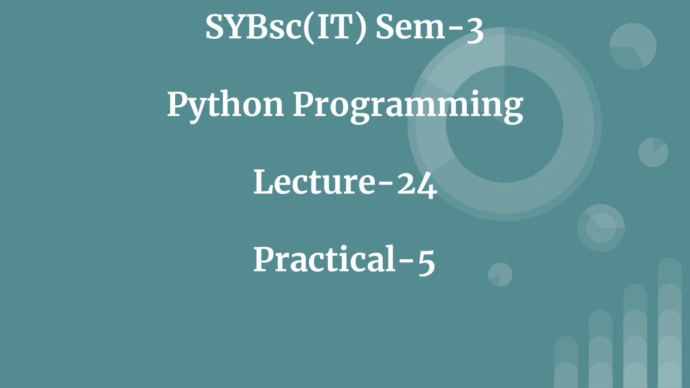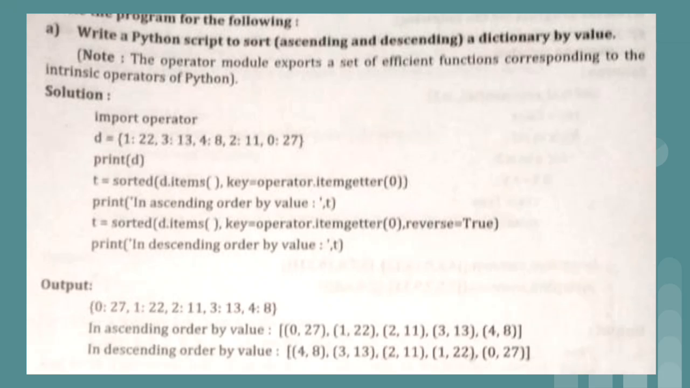Hello students, we are already done with the chapter that is tuples and dictionary. So in today's lecture we are going to start with the practical which is based on tuple, that is practical number 5. Practical 5 has a total of 3 questions. The first question is: write a Python script to sort ascending and descending a dictionary by value.